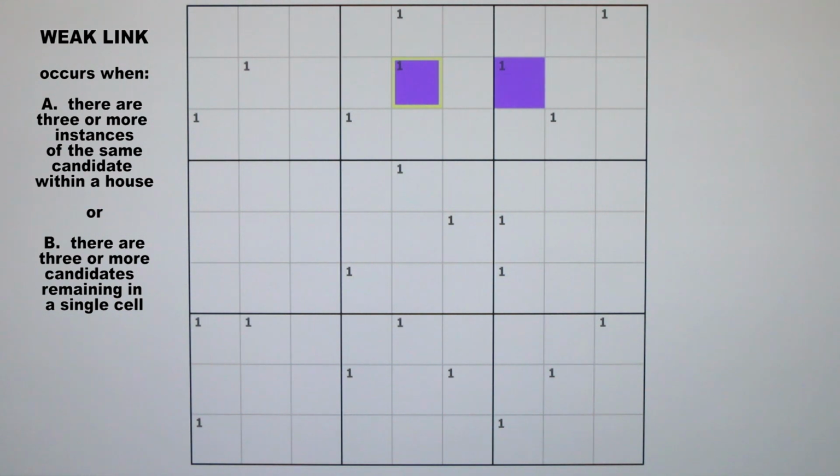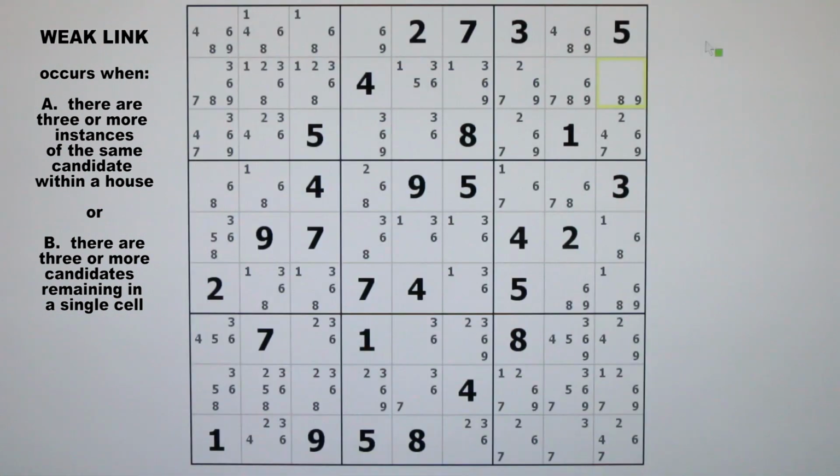And now we'll go to the other diagram, and we will see that within this cell, for instance, there are 3 candidates, so there can only be a weak link between the 3 and the 9, or between the 3 and the 6, or between the 6 and the 9. There can only be a weak link.